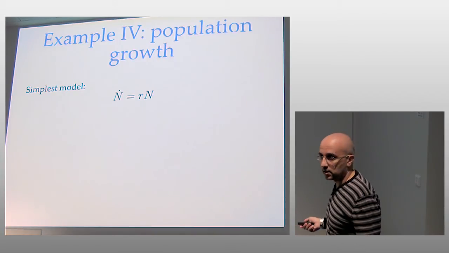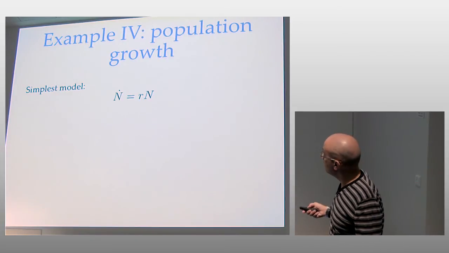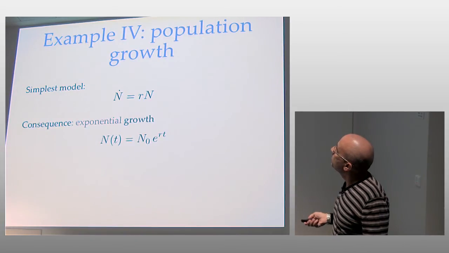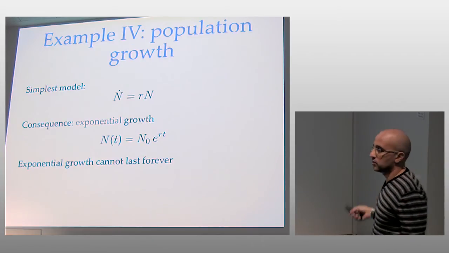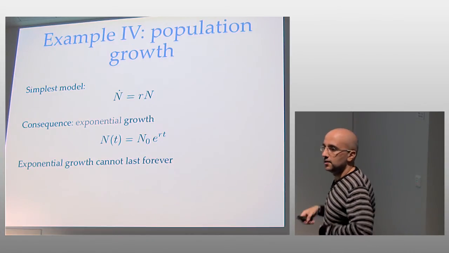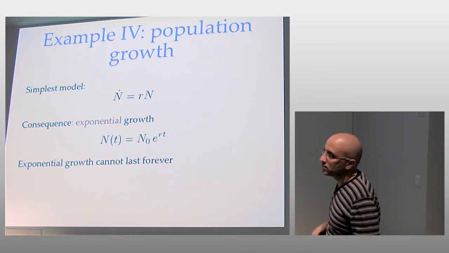But this is not realistic. I mean, it cannot last forever, obviously. Because this is what we get: billions of individuals and so on. Actually, the more people there are, the faster they will reproduce because of this.